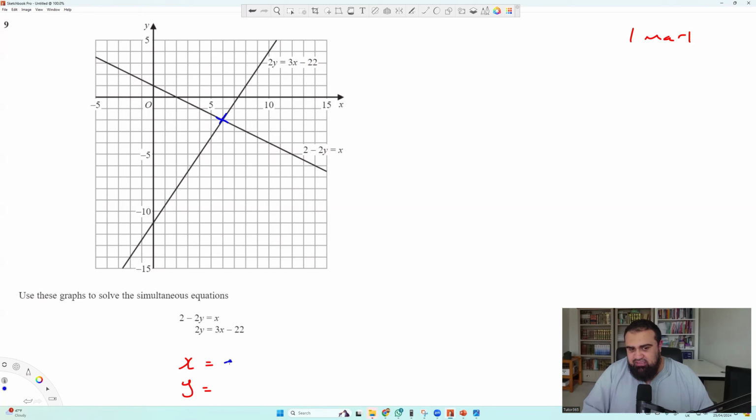So x equals 6. It's only worth 1 mark, this question, by the way. X equals 6 and y equals 2. That's it. Those are the coordinates where they meet. Let's move on, everybody.